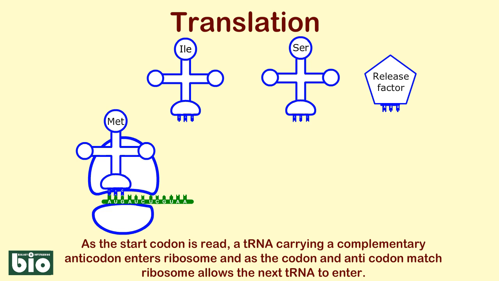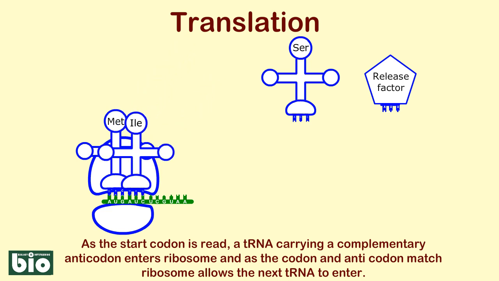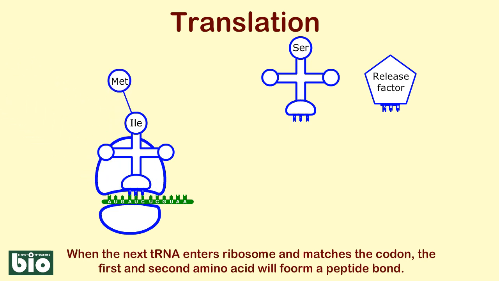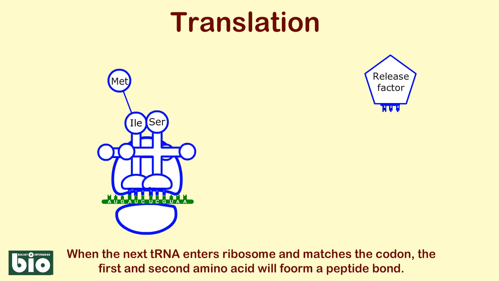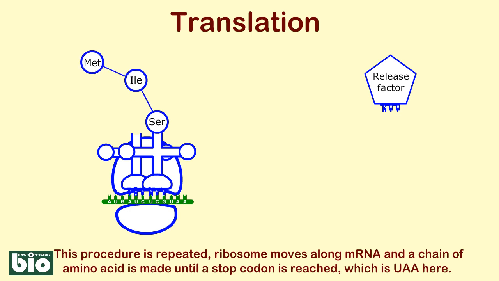Then ribosome moves along the mRNA to the next triplet codon and waits for the next matching tRNA to enter. As the next tRNA enters, methionine separates from the first tRNA and forms a peptide bond with the next amino acid. As methionine separates from tRNA, it sticks to the amino acid chain, and the empty tRNA leaves the ribosome. This process is repeated, and every time an empty tRNA leaves, the ribosome moves forward to the next triplet.